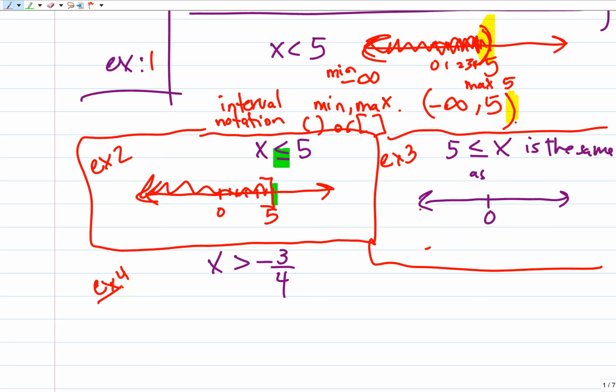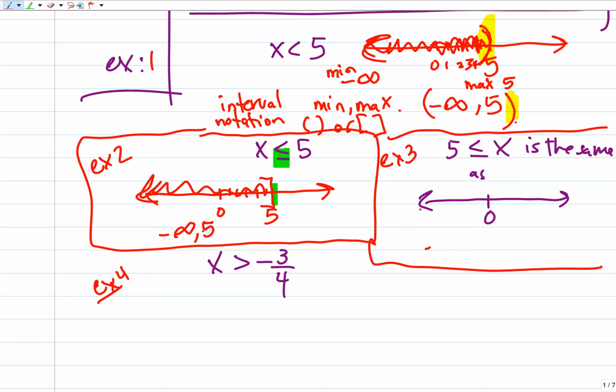So the question is, again, compared to the first example, what is different this time? What does that bracket tell me I can include now? The 5 is now part of our answer. See, 5 would now be part of the solution. So starting at 5, going left forever. How would I do my interval? What's the minimum? How far left do we go? Negative infinity. We go to the left forever. What is our maximum? How far right do we go? We go to the 5.